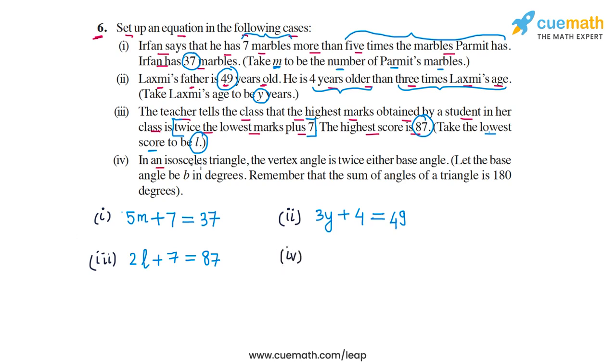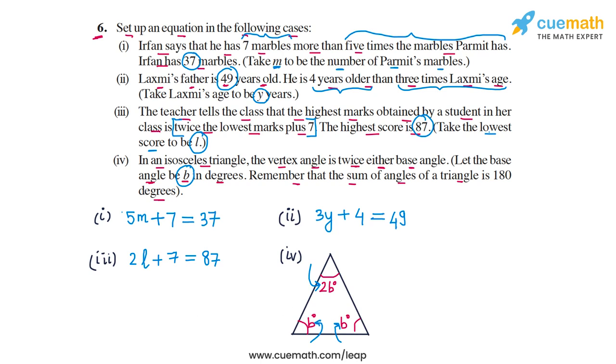The statement says in an isosceles triangle, the vertex angle is twice either base angle. Let the base angle be B in degrees. Remember that the sum of angles of a triangle is 180 degrees. So the variable is the base angle B, and we have to write an equation in B. So here's a figure I have drawn for you, which is an isosceles triangle where the base angles are B degrees, both of them, and the vertex angle is twice of either base angle. So the vertex angle is 2B degrees.